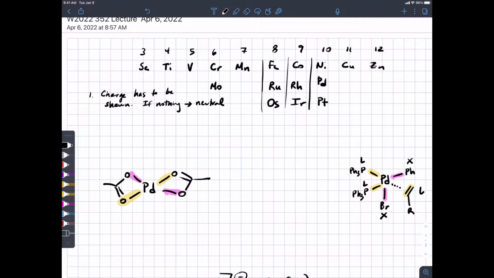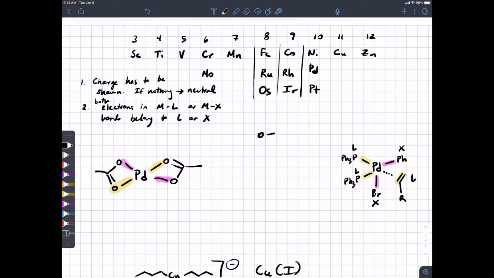Okay? Rule number two, the electrons in metal ligand bonds belong to the ligand, which is an L-type ligand or an X-type ligand. That's the change, all right? All the electrons, both electrons in the metal ligand bond, belong to the ligand. This is a difference, right? Because in Lewis structures with small molecules, we said an atom owns all of its lone pairs and half of the electrons in its bonds. But we're changing that now.